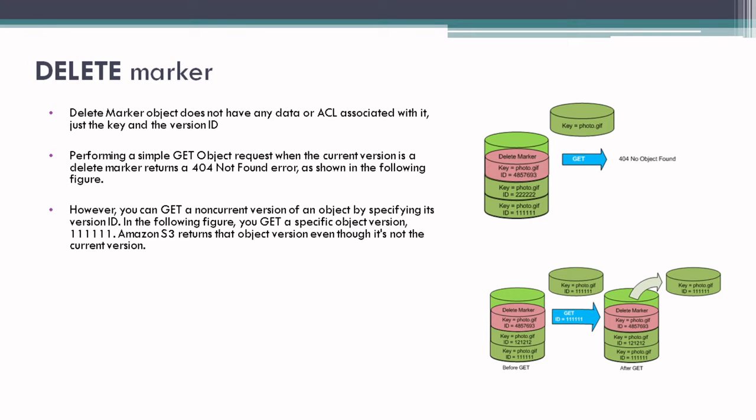However, you can get a non-current version of an object by specifying its version ID. In the following figure, you get a specific object version, 111. Amazon S3 returns the object version even though it's not the current version. So even if the delete marker is added and is your current version, you can still pass a specific version ID and get that specific object.